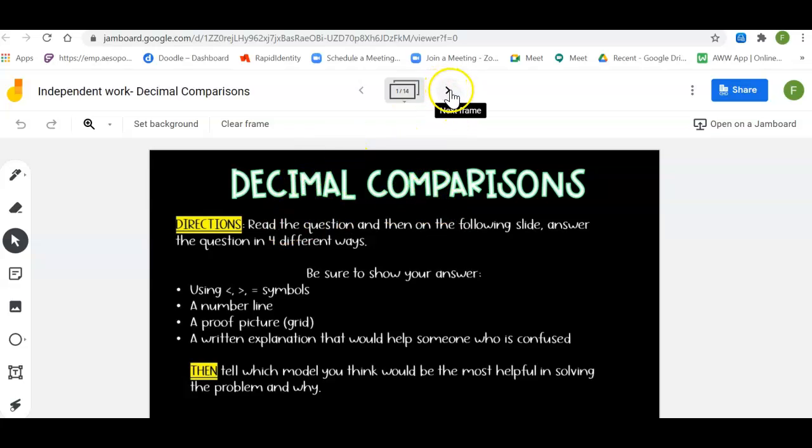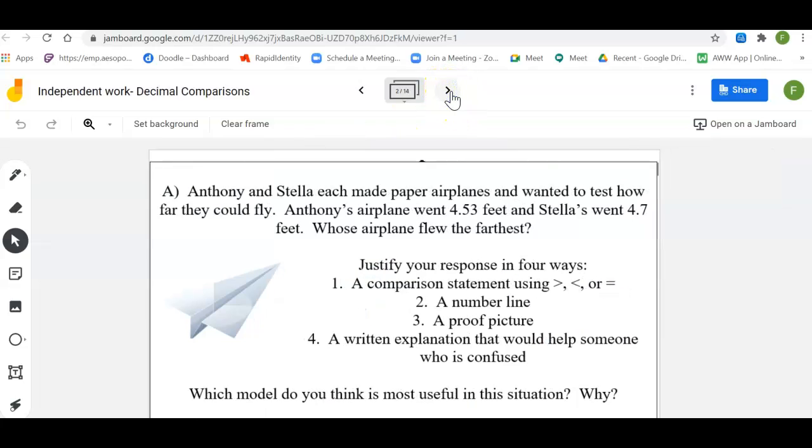All right, so let's take a look at our Jamboard here. So this is A. This is Anthony and Stella. So you got a scenario right here, and what you're going to do is justify your response in 4 different ways. A comparison statement using the symbols, a number line, a proof picture, and the written explanation. And you're going to answer that question right there. Which model do you think is most useful in this situation and why?